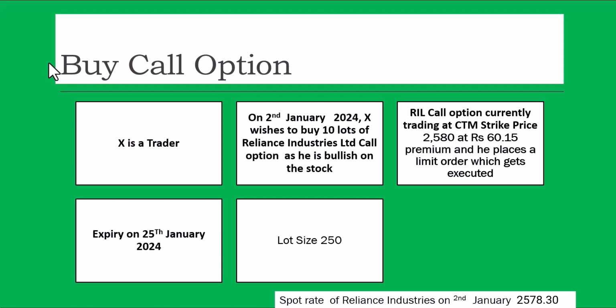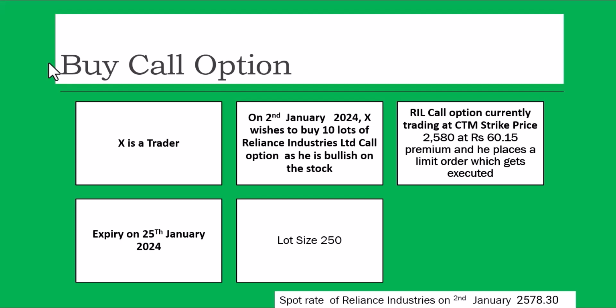So this is the first slide we are doing. We are buying a call option. Call and put options. X is a trader, and on 2nd January 2024, X wishes to buy 10 lots of Reliance Industries call option. He is bullish on the stock. So he's buying a call option because he is bullish. He knows that the stock Reliance will go up and he'll make a profit.